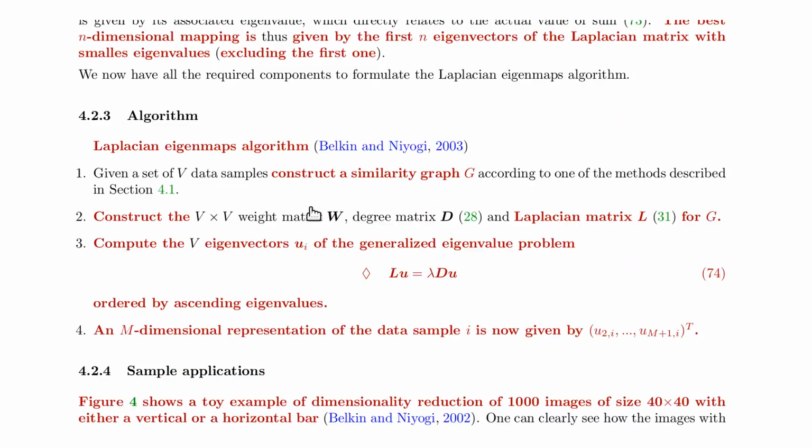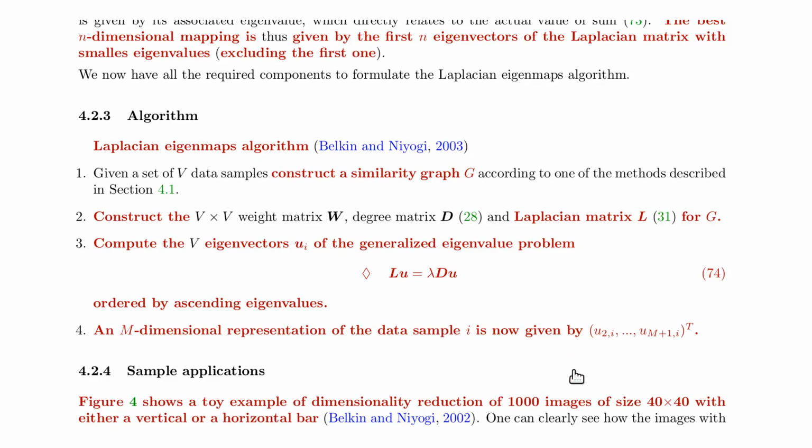So in terms of our algorithm, what you do is you first construct a similarity graph, then you construct the weight matrix and the degree matrix, and from that you construct the Laplacian matrix. Then you calculate the eigenvectors of usually the generalized eigenvalue problem. You could also use the ordinary eigenvalue problem, but usually it's a generalized eigenvalue problem, and you order the eigenvectors by increasing eigenvalue. So first the smallest one, which is 0, and then the higher ones. And then you can generate an m-dimensional representation by taking the first m eigenvectors.